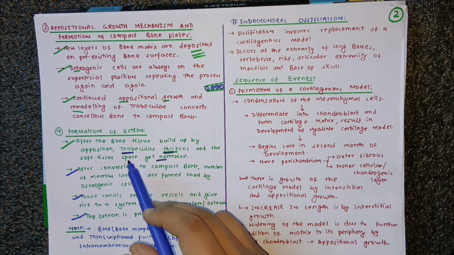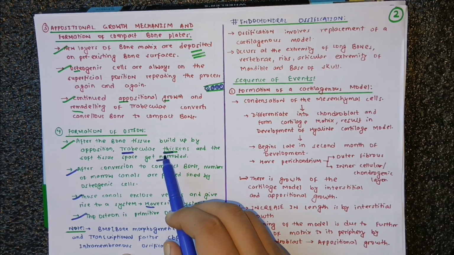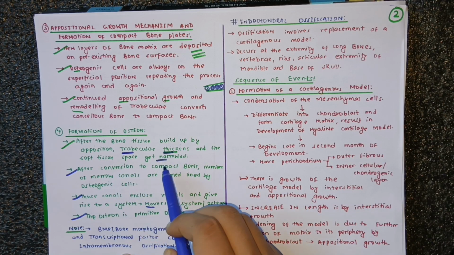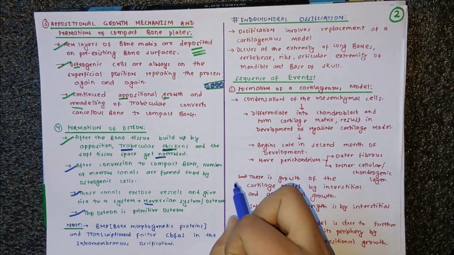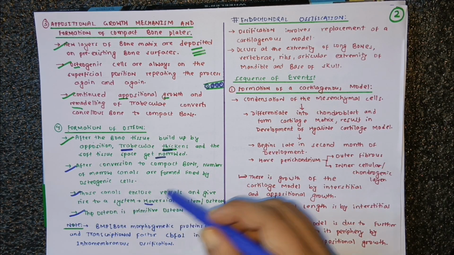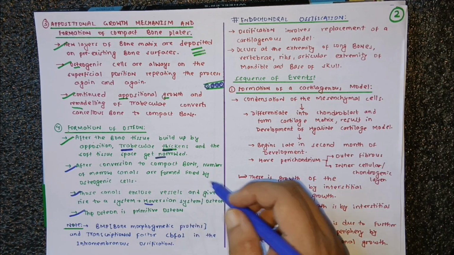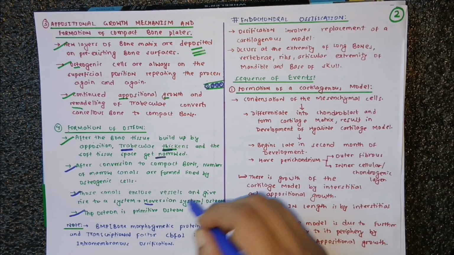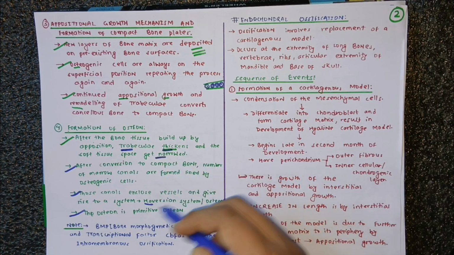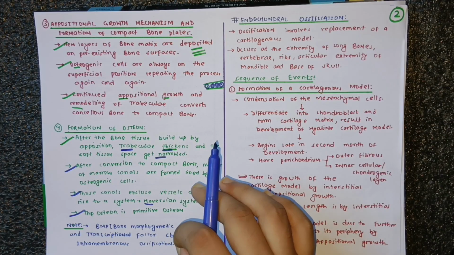The trabeculae thicken here, and with that thickening the soft tissue gets narrowed. The soft tissue decreases, and we can see different kinds of canals forming in the bone, and within those canals we can see the blood vessels running. That forms the Haversian system. So we have completed intramembranous ossification, and this is very easy to understand.